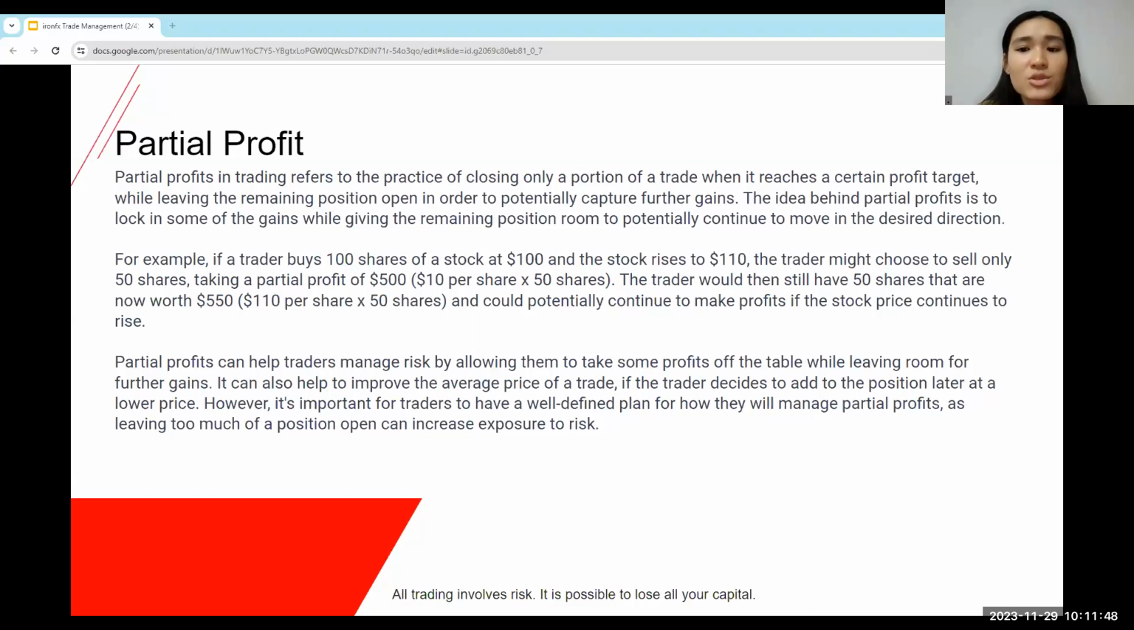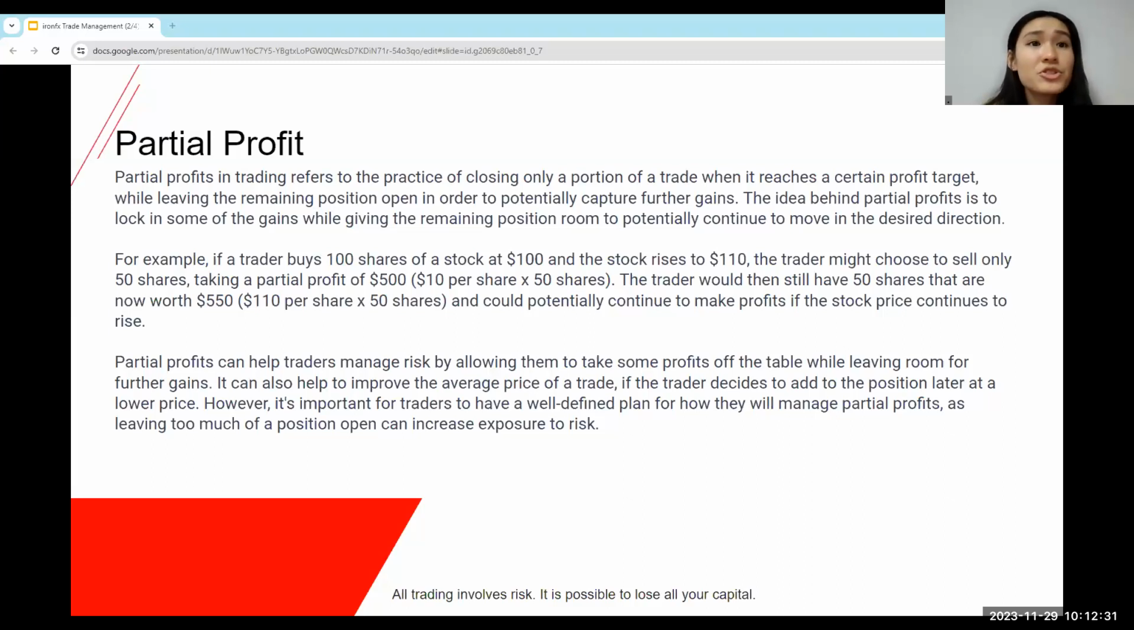Basically, it's typically used when there is a strong resistance area and you are unsure if price will rise to your take profit. Okay, if we look at another example, in this example we're talking about stocks and shares. If a trader buys 100 shares of a stock at $100 and the stock rises to $110, the trader might choose to sell only 50 shares, taking a partial profit of $500, which is $10 per share times 50. The trader would then still have 50 shares that are now worth $550 and could potentially continue to make profits if the stock price continues to rise.